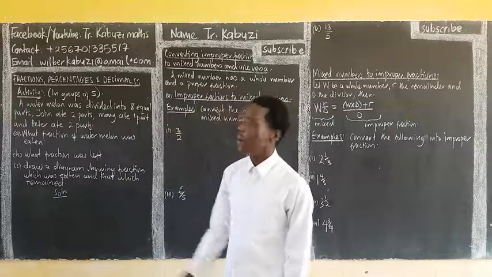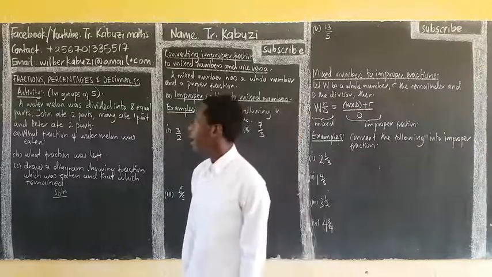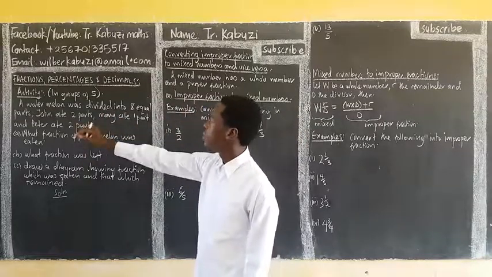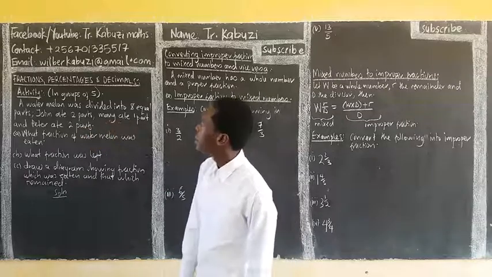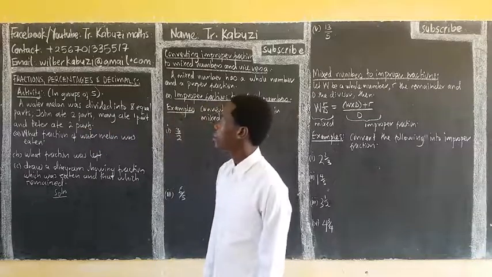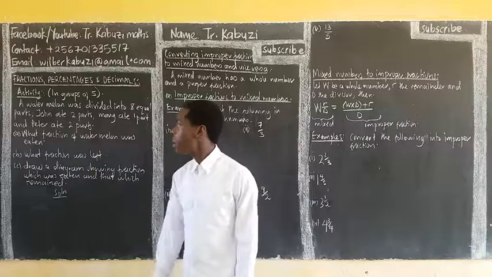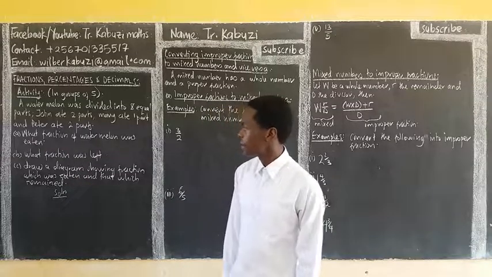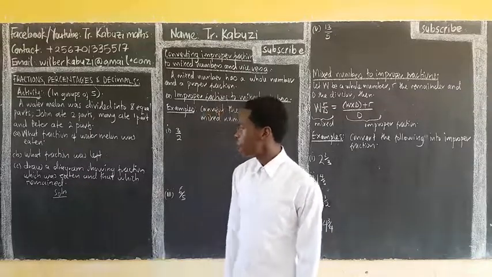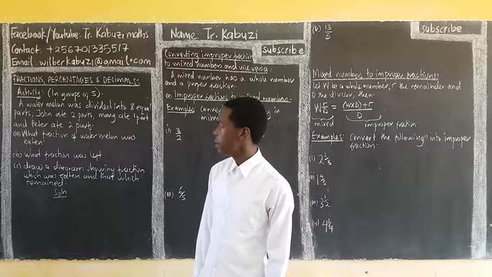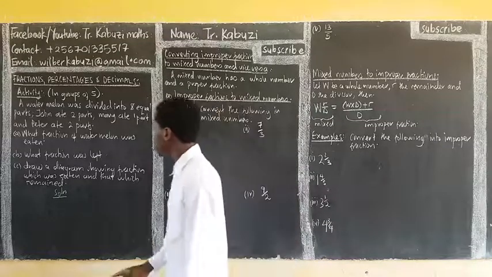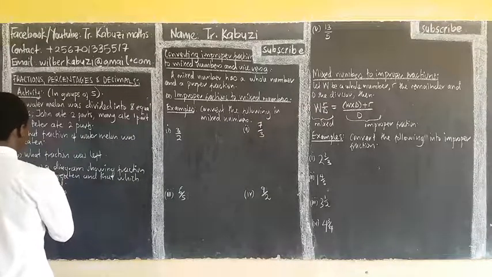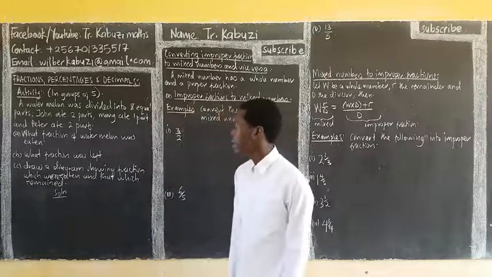It says a watermelon. I think everyone knows a watermelon. It was divided into 8 equal parts. John ate 2 parts. Mary ate 1 part. And Peter ate 2 parts. Part A: What fraction of the watermelon was eaten? Then what fraction was left? Draw a diagram showing fractions which were eaten and which remained.